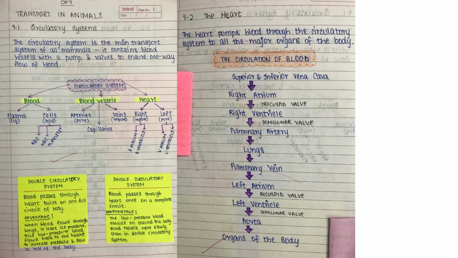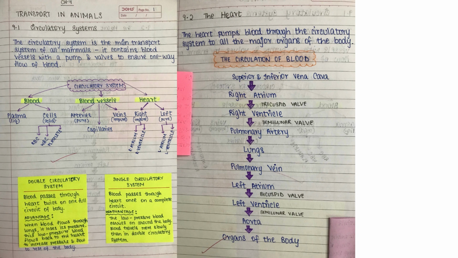Blood has the plasma, which is the liquid part of the blood, and it also has cells, which is the solid part of blood. It includes the red blood cells, white blood cells, and the platelets. We have three kinds of blood vessels: arteries, which carry pure blood, veins that carry impure blood, and the capillaries. The heart itself is divided into the right side and the left side, both of which have the atria and the ventricles.